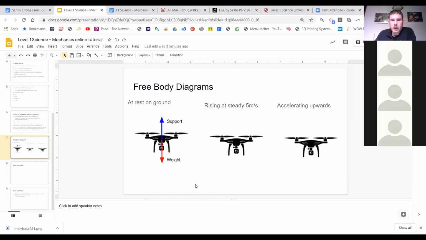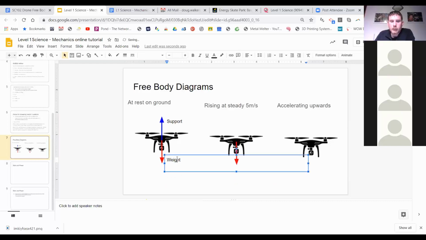Okay, so moving on to the next diagram. Thanks for those questions, guys. We've got the drone rising at a steady 5 meters per second. Now, the weight of the drone will not have changed unless we took part of the drone out or added something to it. And so the weight force should be exactly the same.